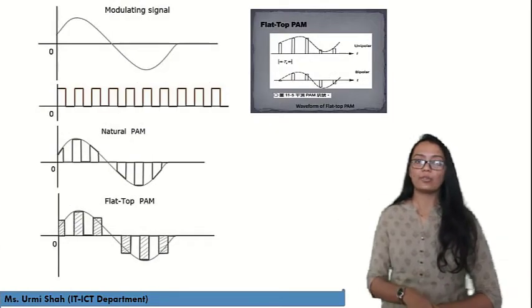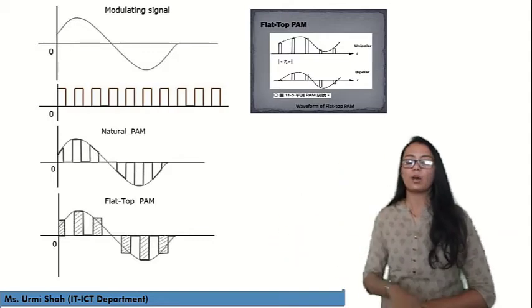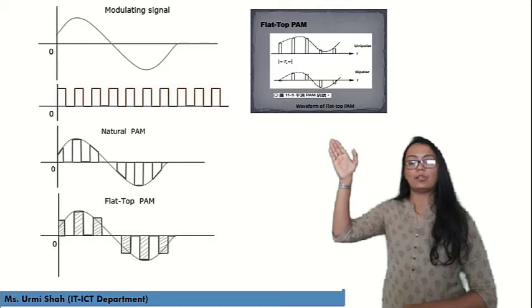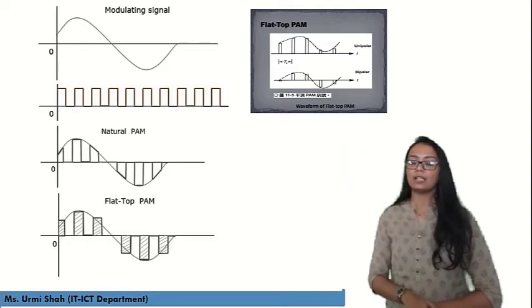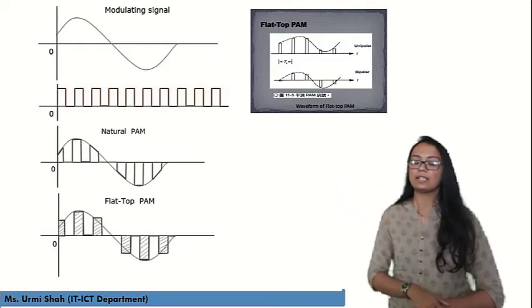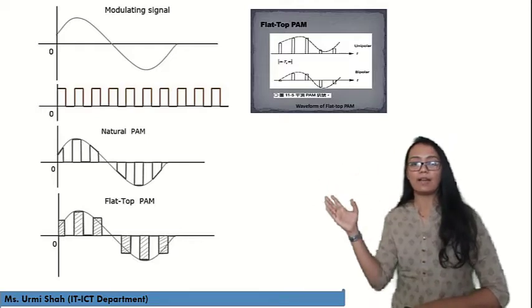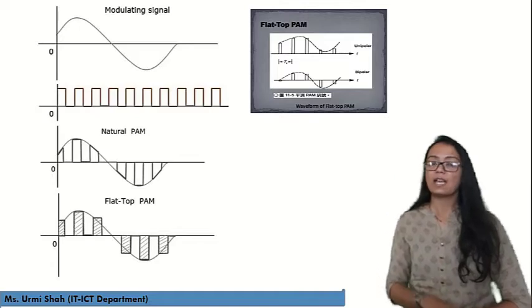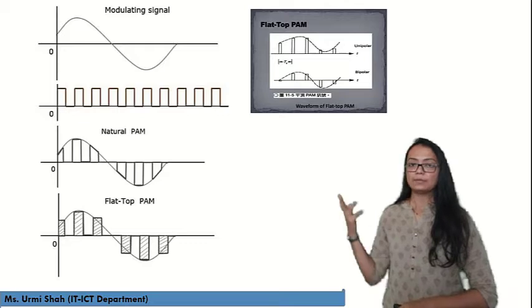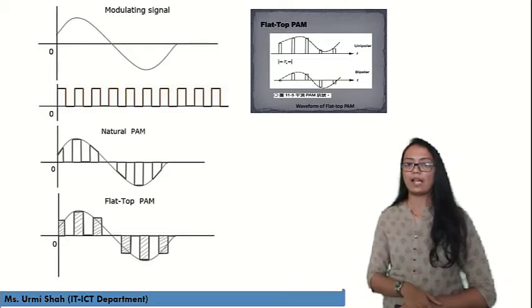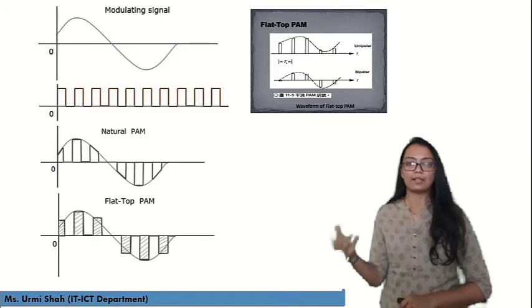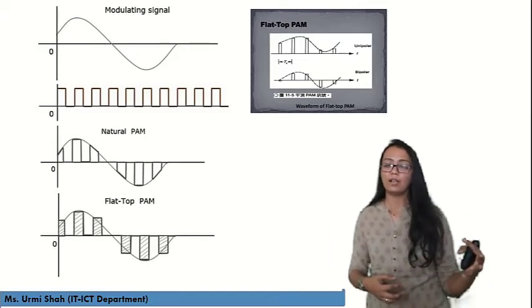Now as you can see over here, this is the waveform of pulse amplitude modulation. Firstly, we will have the modulating signal, then we will convert it into a sampled signal, that is our discrete sampled signal. Then we will have natural PAM, where we are naturally varying the amplitude of the signal. Then we will have flat top PAM. These are the two different processes of sampling, flat top sampling or natural sampling.